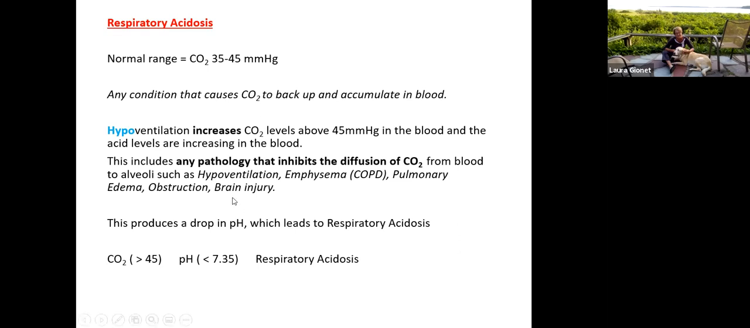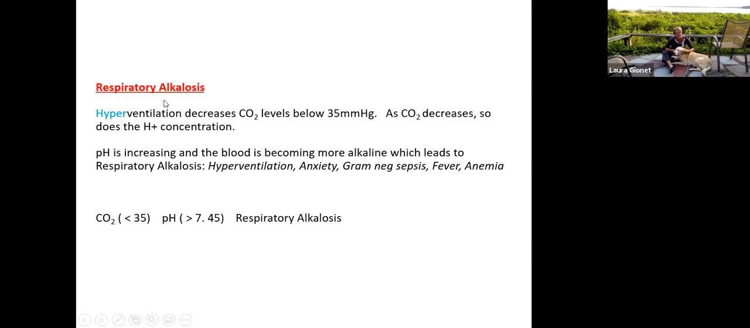So just by looking at the history of a patient, maybe that's giving you an indication of what you would expect to find in the arterial blood gas. So to be respiratory acidosis, high carbon dioxide, low pH. Right. Then we move on to respiratory alkalosis, hyperventilation issues.